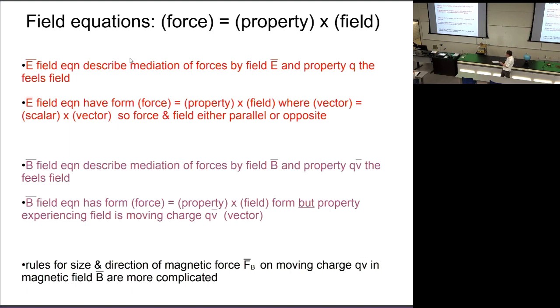experiences the magnetic field. This equation, so now I become a mathematician, and I'm interested in the nature, the form of this equation. The magnetic field equation also looks like the force equals some property of nature, the moving charge, times the field, the magnetic field. But in this case, the force is a vector, the property of nature is a vector, moving charge, so that's got a direction to it, and the field is a vector too. And so that is a key difference between how the field equation works in electricity, where the force points in the direction of or opposite the direction of the electrical field, and how it works in magnetism, where we'll see that because there's two vectors on the right-hand side of the field equation, it's much more complicated in what direction the magnetic force points. Okay, so that was just to alert us to that.